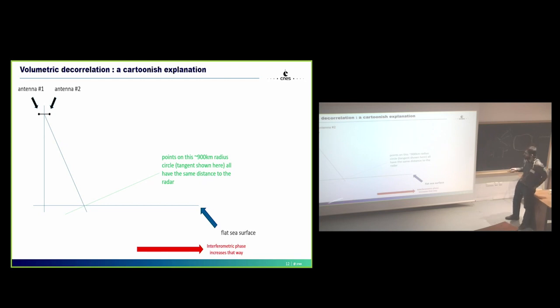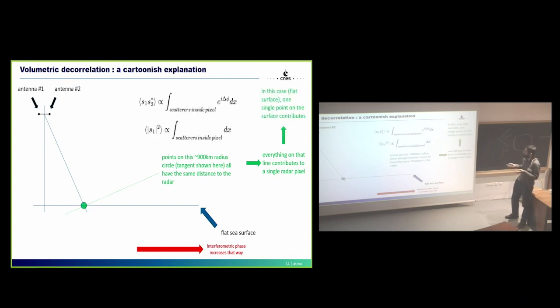I'm guessing you'll understand what I mean here. And so what are all the scatterers that are inside this given SWOT pixel? Well, there's only one of them in this case. It's this point here. I've taken a flat surface to start simple. And so we're saying everything on this line here and on the surface will contribute to my SWOT pixel. There's only one point in this flat surface case, so I'm just integrating over a point.